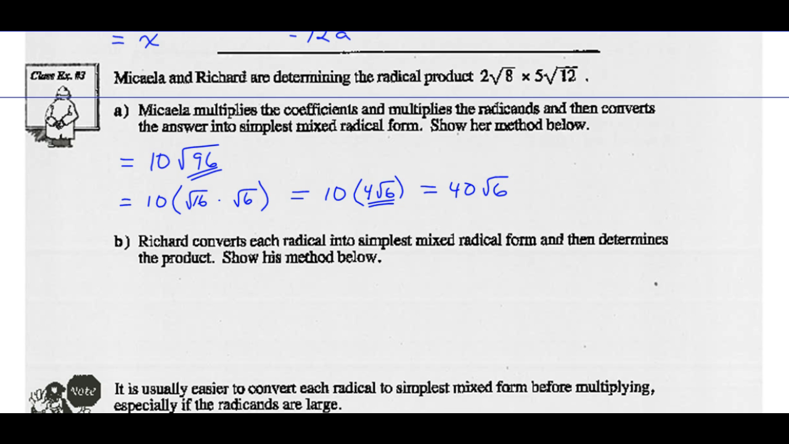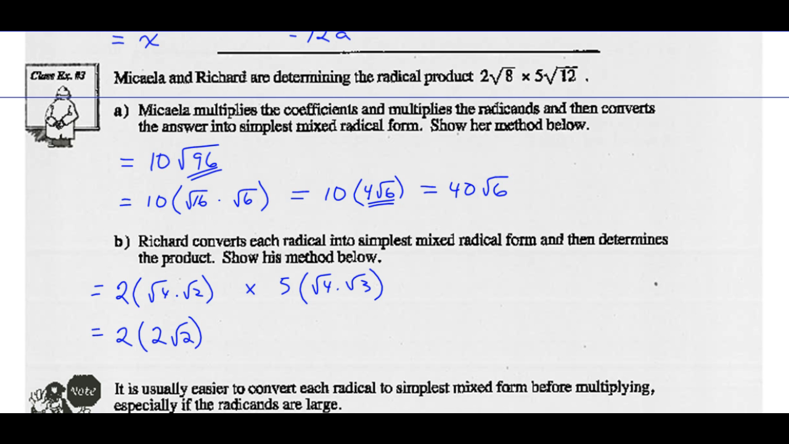So there's Michaela's method. Richard converts each radical into simplest mixed radical form, and then determines the product. Show his method. So he says 2 root 8 is the same as saying 2 radical 4 times radical 2. So he simplifies radical 8. Then he's going to multiply that by 5 times, instead of radical 12, that's radical 4 times radical 3. So he's going to simplify those radicals first. So he's got 2 times, the square root of 4 is 2. There is no square root of 2, so you keep that as 2 radical 2.